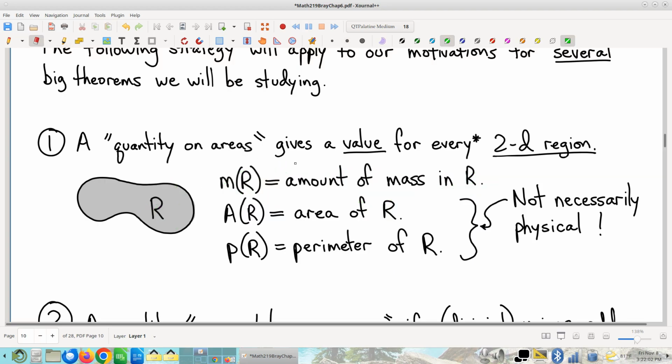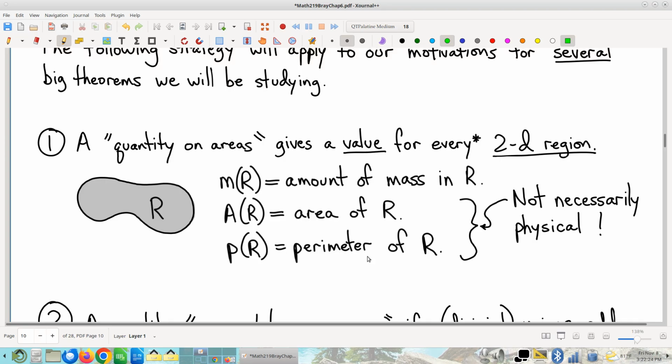And it's not a deep point, right? I can talk about the area of the region. I can talk about the perimeter of the region. Any rule that when I give you a region, you can come back and tell me what the value of that quantity is. So sometimes they're physical, sometimes they're geometric, sometimes they're neither.